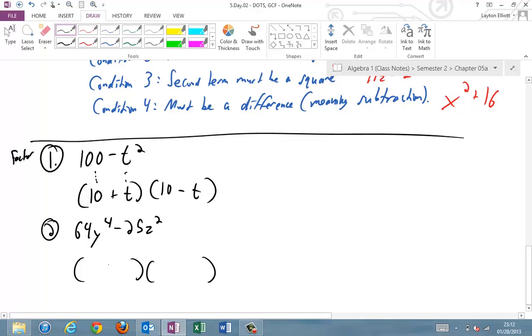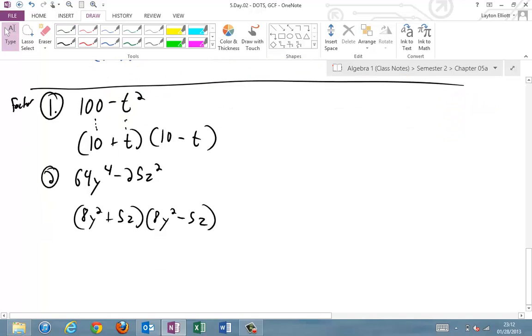We set it up with a little plus minus. 64 comes from 8 and 8. Y to the fourth comes from y squared and y squared. 25, 5 and 5. Z squared comes from z and z. That's all there is to it.